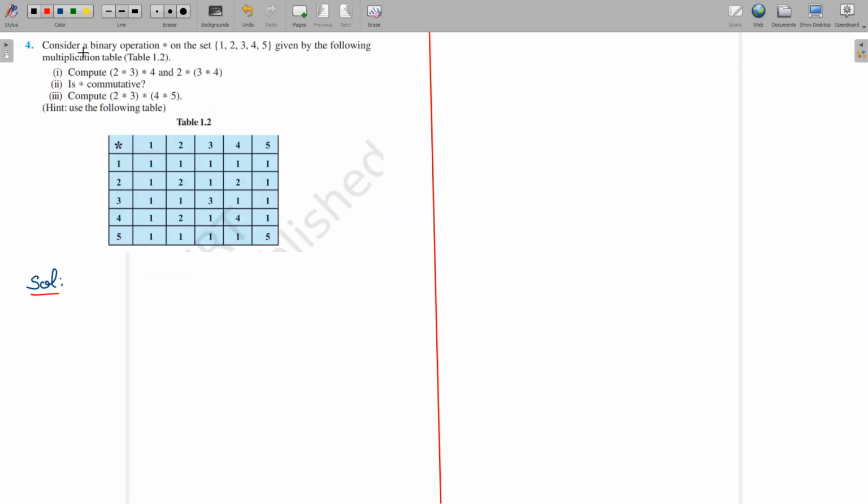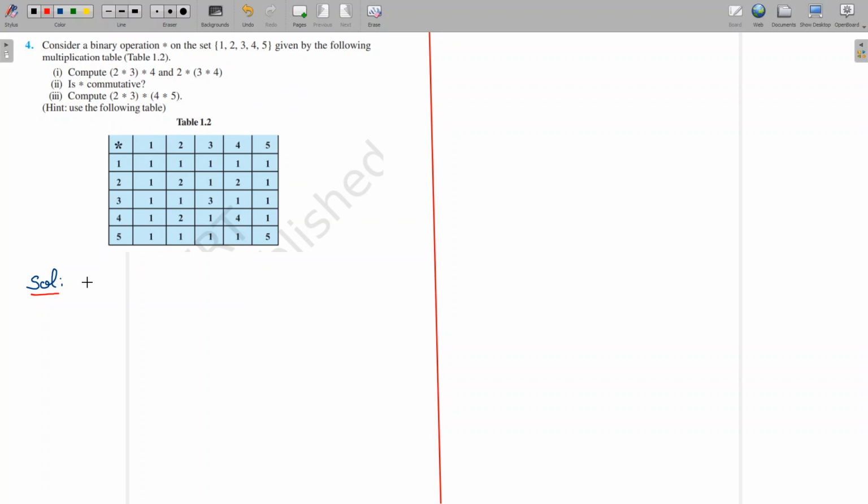Question number 4. Consider a binary operation star on the set {1, 2, 3, 4, 5} given by the following multiplication table. In this we have to calculate first part, that is compute (2 star 3) star 4 and 2 star (3 star 4). Second part is, is star commutative. Third part, compute (2 star 3) star (4 star 5). So whenever we have to find A star B, A we have to take from the first column and B from the first row. So let's start finding this.